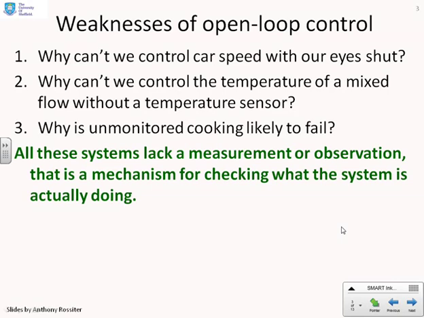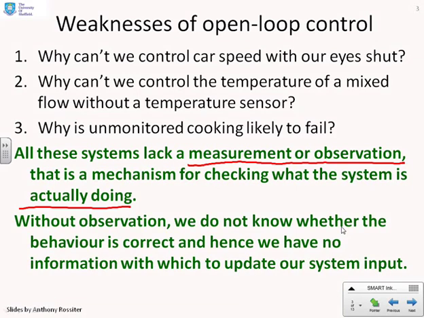Here's the answer. All these systems lack a measurement or observation. We've no way of measuring the output, observing the output, and seeing if the output is what we actually want. And so we can't check what the system is doing. That was the fundamental weakness of open loop control. There's no check in the system, no measurement, no observation, no way of knowing if the output is correct. Without observation, we do not know whether the behaviour is correct, and hence we've got no information we can use to update our system input.